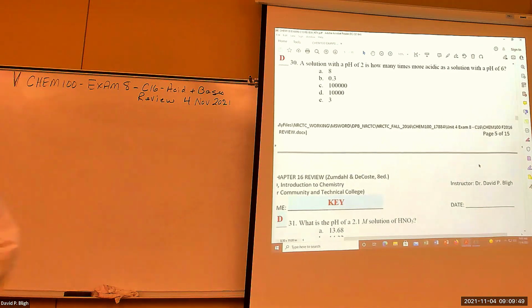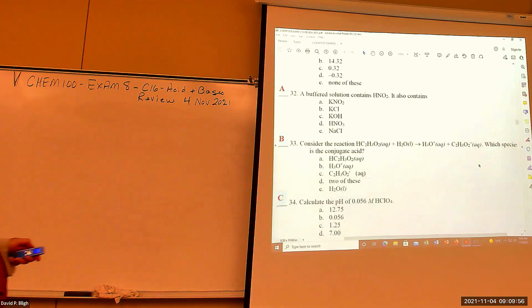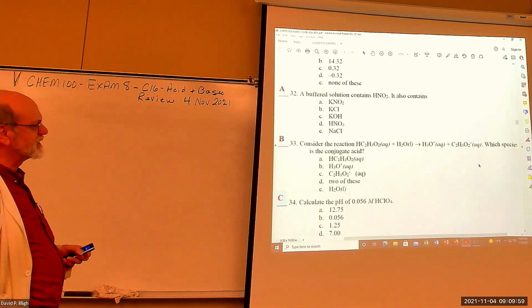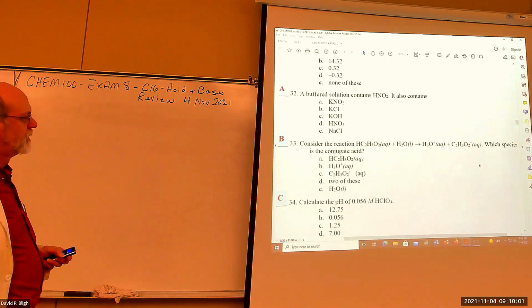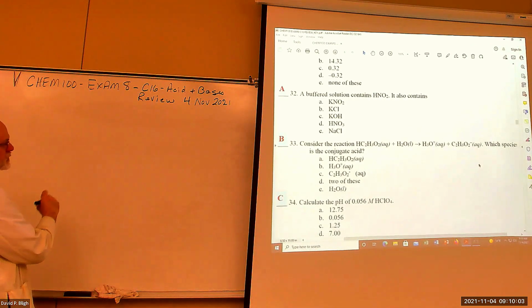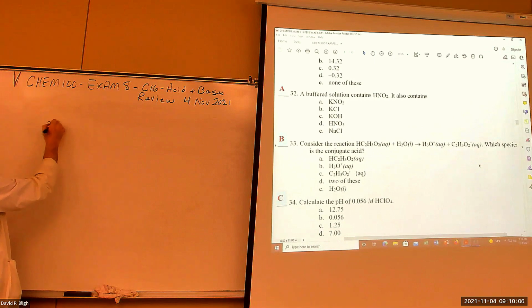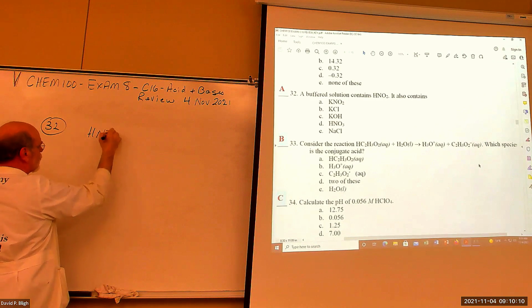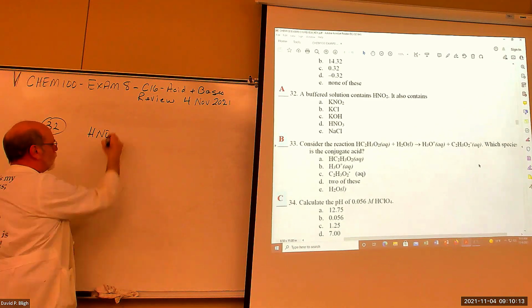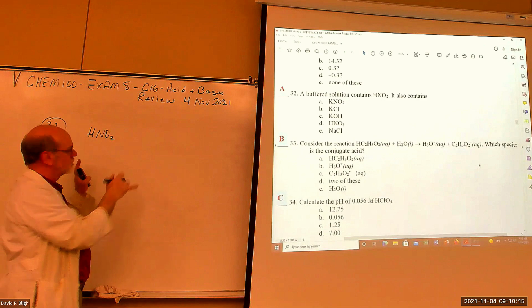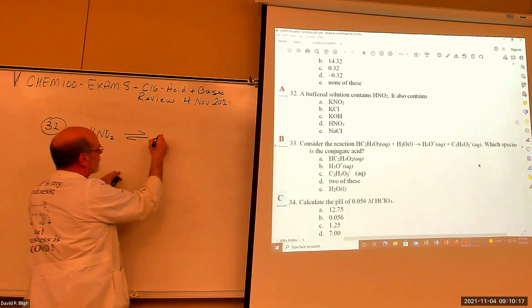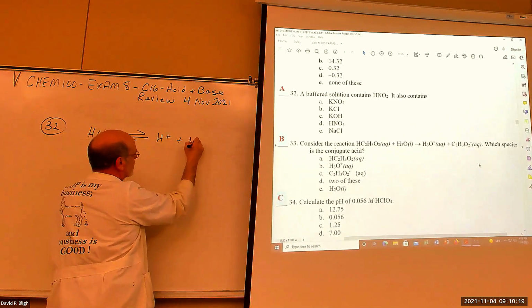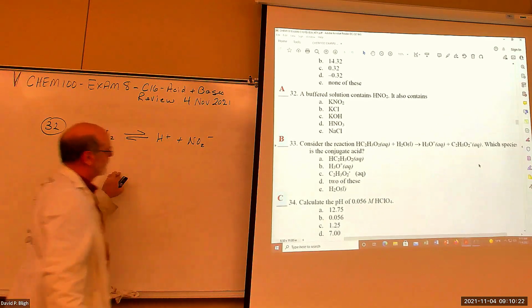That's 30. How about, let's see, 32. A buffered solution contains HNO2. What reaction is going on here? It's going like this, producing hydrogen ions plus NO2 minus.